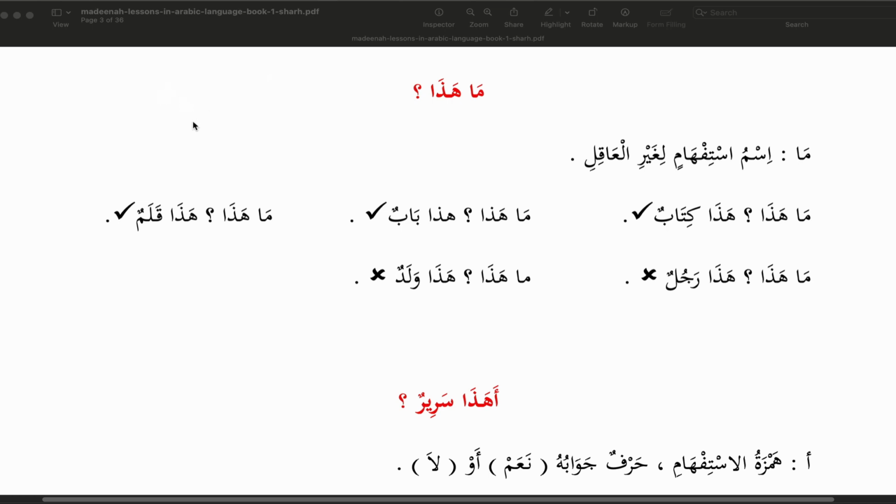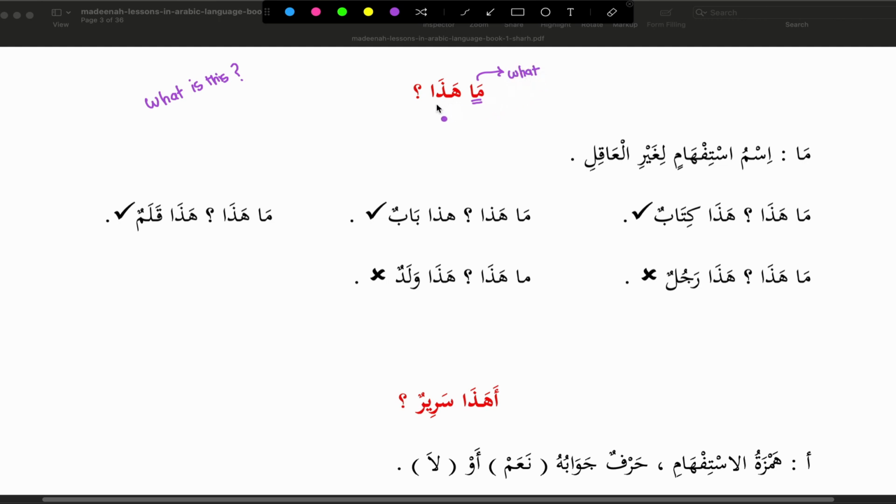Now we learned how to say this is a book, this is a pen, this is a man. But what if you want to say, what is this? You want to question using the word this. The way you do it in Arabic is you add a ma. Ma means what. So what is this? Ma is an ismu istifham. It's a noun, it's a word.